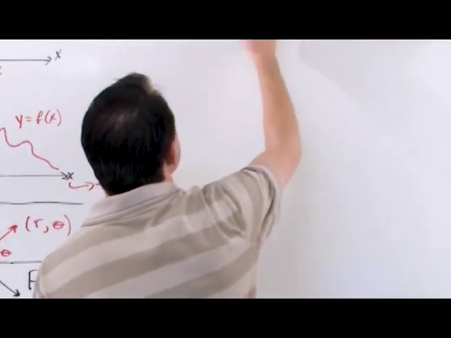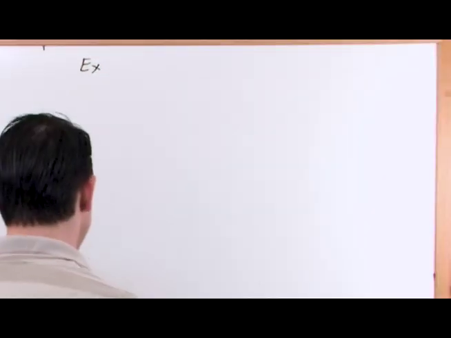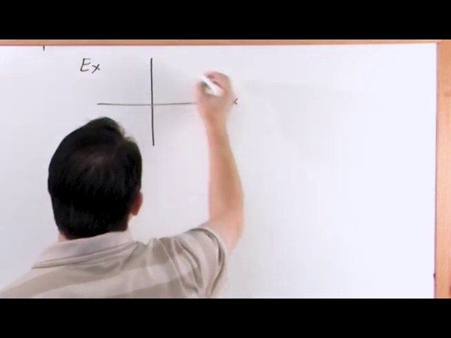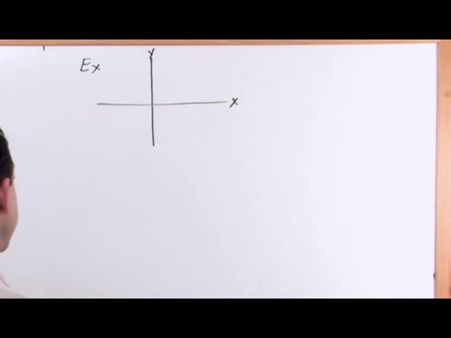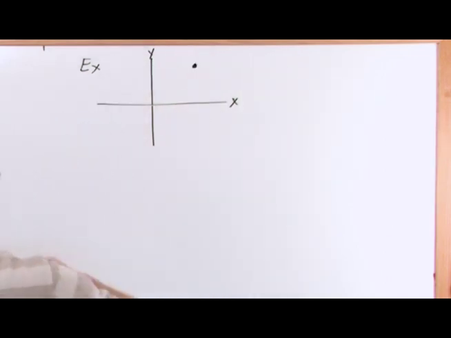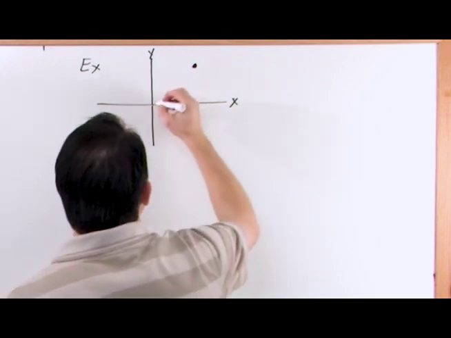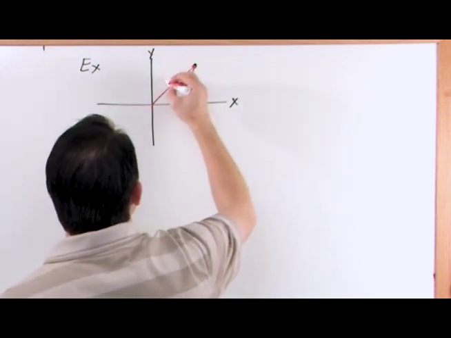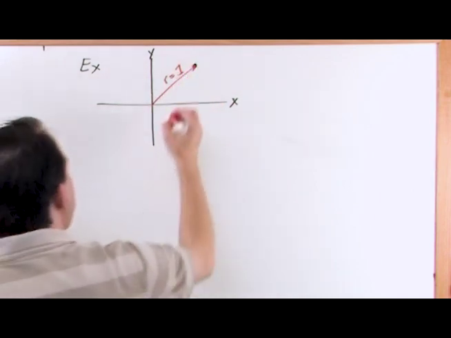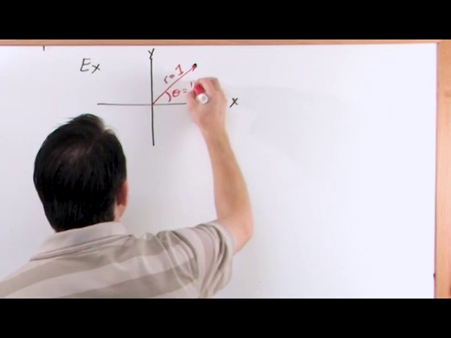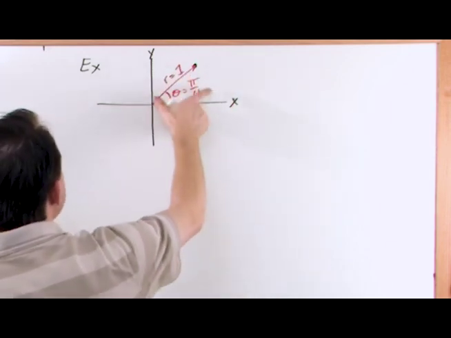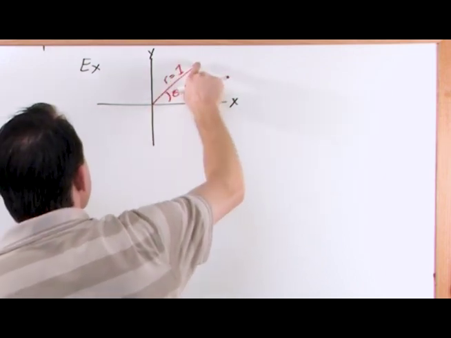Here's an additional example of polar coordinates. Let's say I have an XY plane for reference, and my point is up here, just like this. This point is a distance of 1 from the origin, and the angle theta is equal to pi over 4. You should know pi over 4 is 45 degrees. So all I'm saying is that 45 degrees from the x-axis, 1 unit away, there is a point.